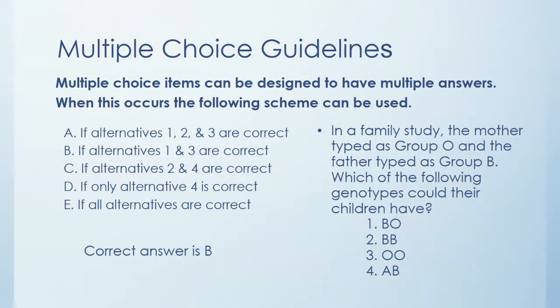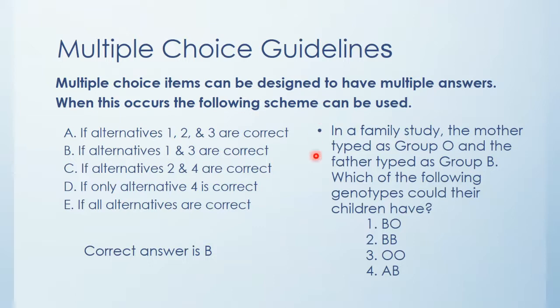Multiple choice items can be designed to have multiple answers. I like to call these multiple multiples. When this occurs, the following scheme can be used. With this, you can have these at the top and then have a block of multiple questions that use that same scheme, which is nice. So for A, B, C, D, and E, you have: A, alternatives 1, 2, and 3 are correct. B is 1 and 3 are correct. C is 2 and 4. D is 4. And then E is all.